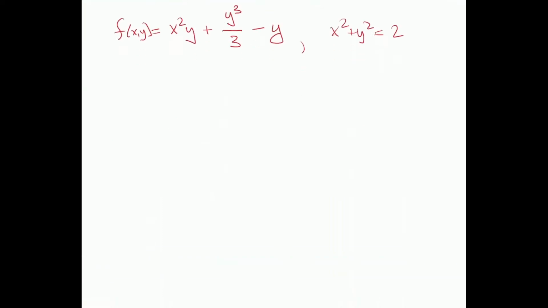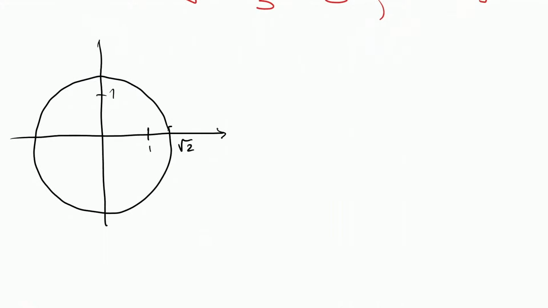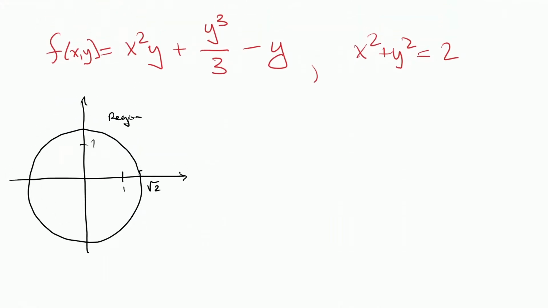So anyway, let's see if we can do this one. Step 1, sketch the region. So let me go ahead and sketch this region. You know what this looks like. It is a circle with a radius of square root of 2. So here's 1, here's 1 here. So there's the region. Okay, that's number 1.